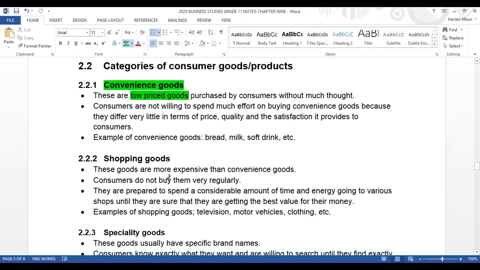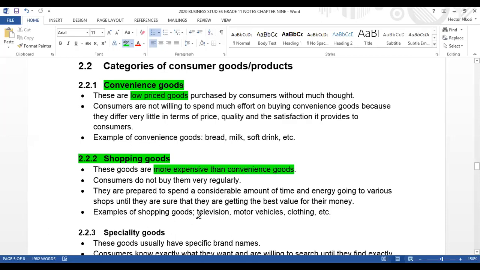Now, let's look at another category when it comes to consumer goods. Let's look at the shopping goods. These are goods that are more expensive than convenience goods. Consumers do not buy them very regularly. They are prepared to spend a considerable amount of time and energy going to various shops until they are sure that they are getting the best value for their money.